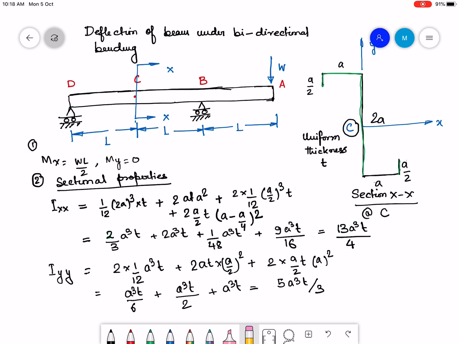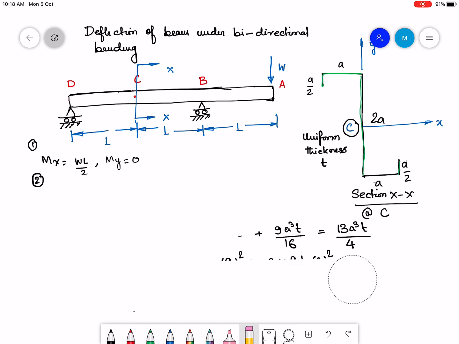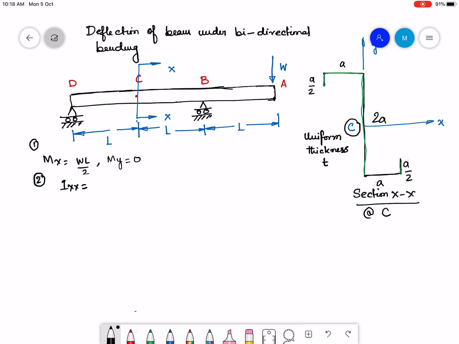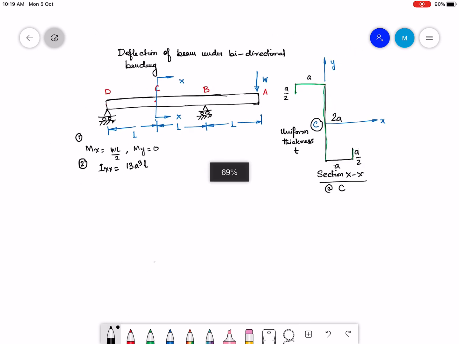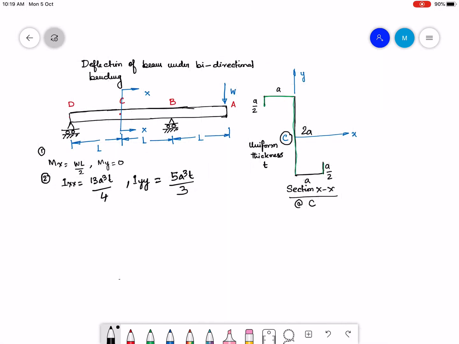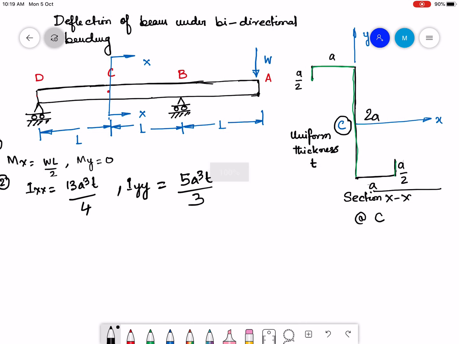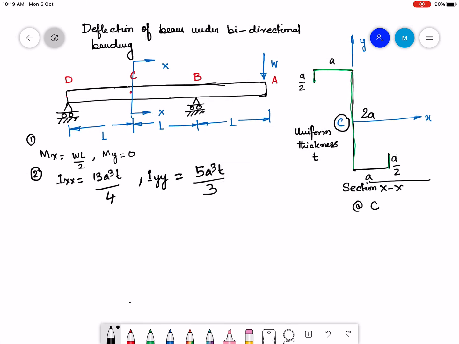So let me just erase this all off. So let me just write down that ixx is 13 a cube t by 4 and iyy is 5 a cube t by 3. Okay, so now let me find out ixy.